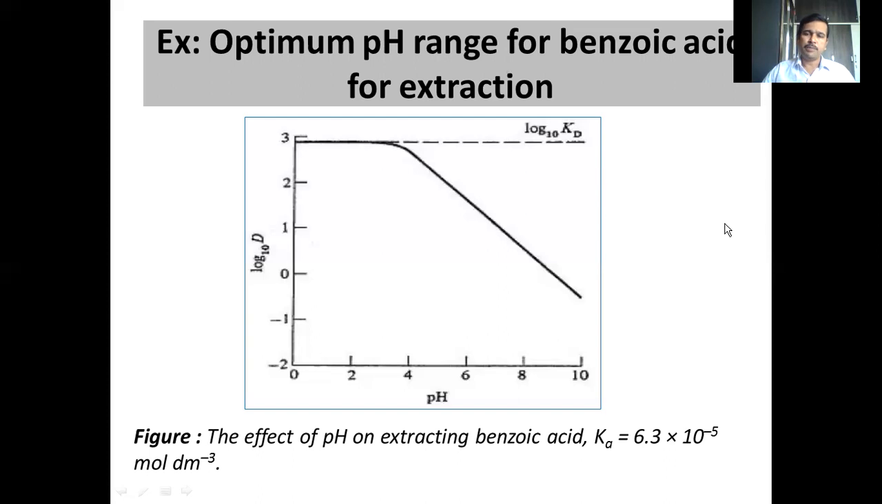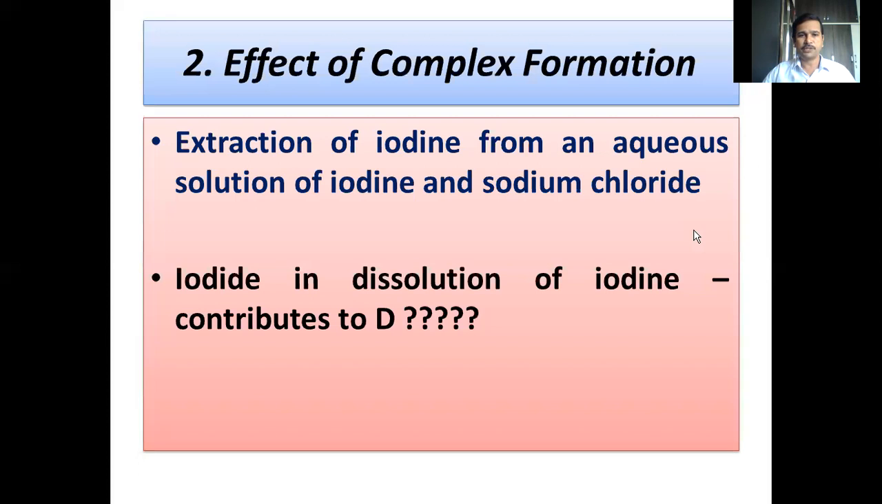So pH is an important factor which decides the value of D and hence the extraction efficiency for the extraction of any carboxylic acids, not only carboxylic acids, but also amines. So this is about the effect of pH on D and extraction efficiency. Next one is the effect of complex formation.